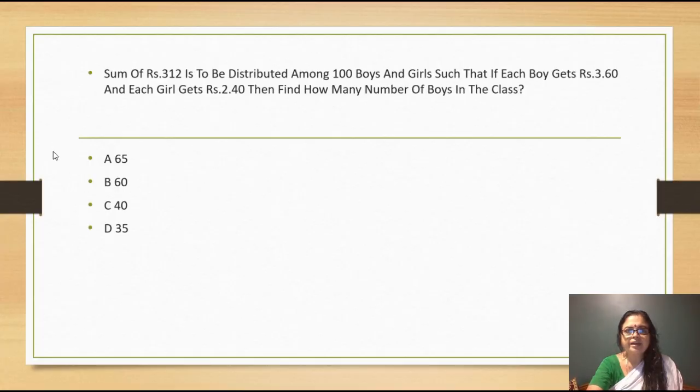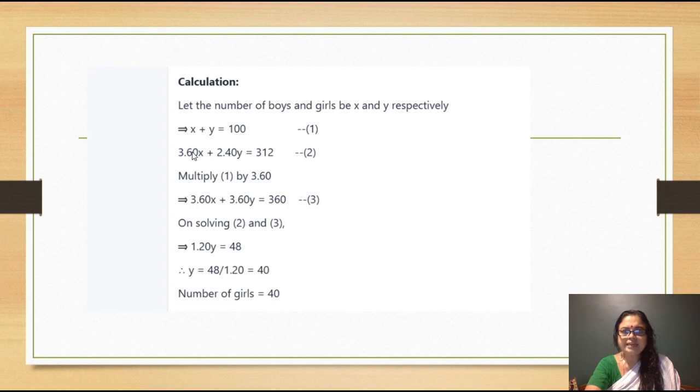Next one, a sum of rupees 312 is to be distributed among 100 boys and girls such that each boy gets 3.60 rupees and each girl gets 2.40 rupees. Find out the number of boys in the class. You are given 4 options. So let us say there are x boys and y girls. So x plus y will be 100, and it is also given that 3.60 x plus 2.40 y is 312.